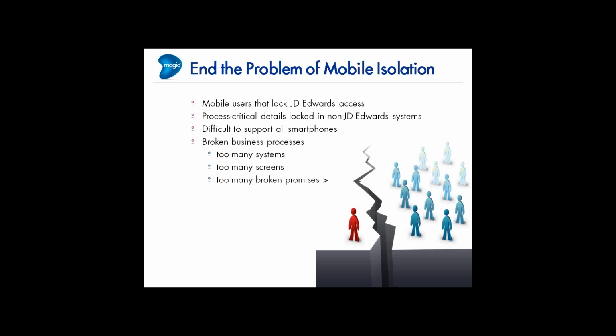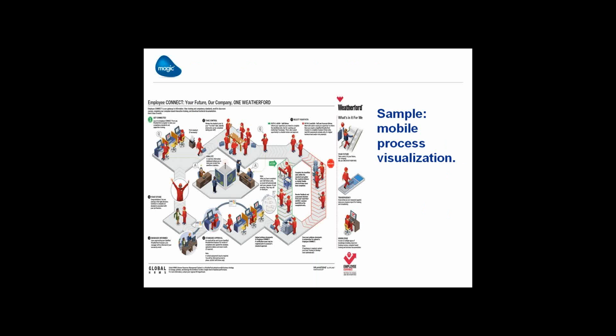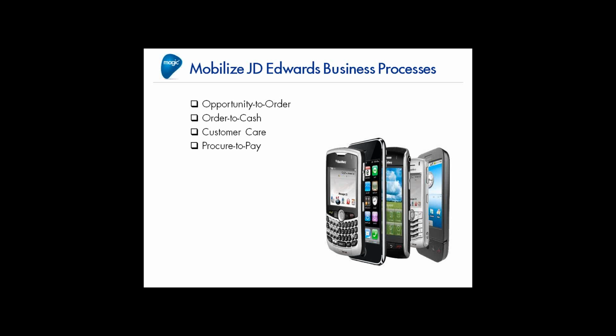But it's difficult, as we said, to support all these smartphones, and as a result, some people who have attempted this have broken business processes because there are too many systems, screens, and broken promises as a result. So we need to find ways to mobilize our business processes, to do the analysis that's necessary in order to look at our business processes and ask, where is it that we need to have a mobile version of this process that can take place when we're away from the systems that we utilize? And so these are examples of where we might want to cross over the traditional approach to the business process.